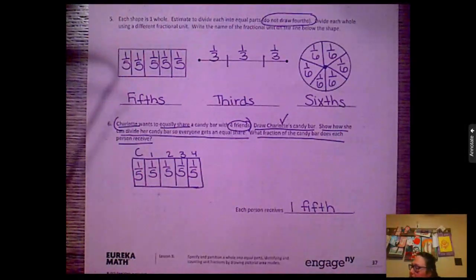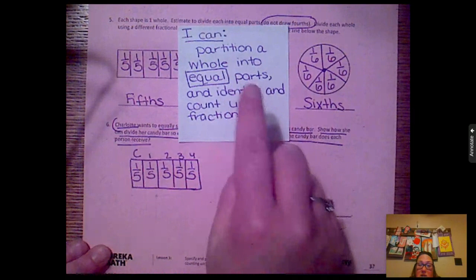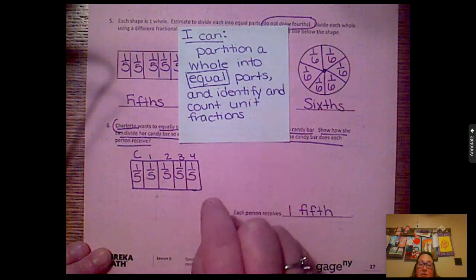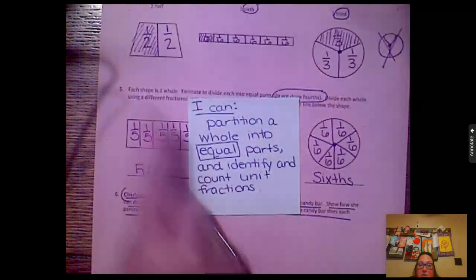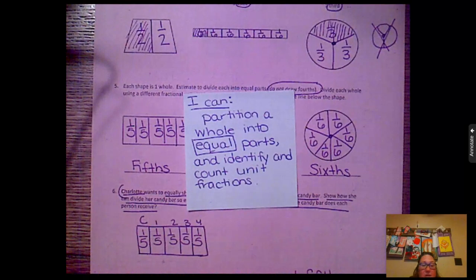All right, so our I can statement today is that I can partition a whole into equal parts. We worked hard to make sure our parts were equal and to identify and count unit fractions. So we were definitely identifying our fractional units there, right? And our unit fractions.